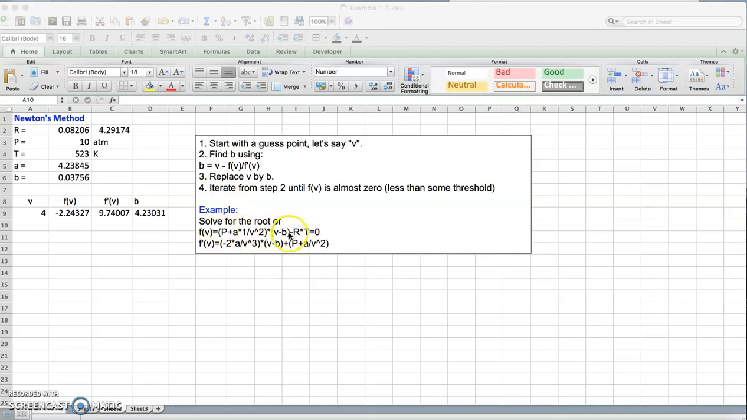so if this is f of v, we're going to calculate f prime of v. For f prime of v, we look at f of v and you see that there are two terms here. So we're going to use the multiplication rule, in which we calculate the derivative of the first term times the second, and then plus derivative of the second term times the first. Okay, so the derivative of the first term is minus 2a over v cubed. So that's the derivative of this term.